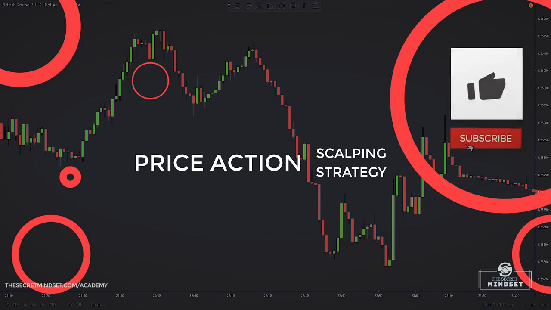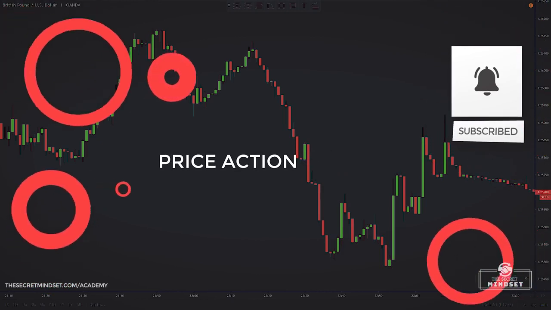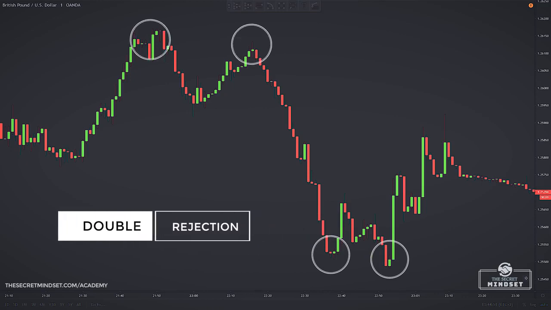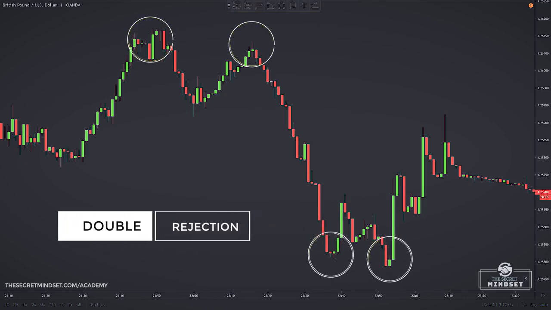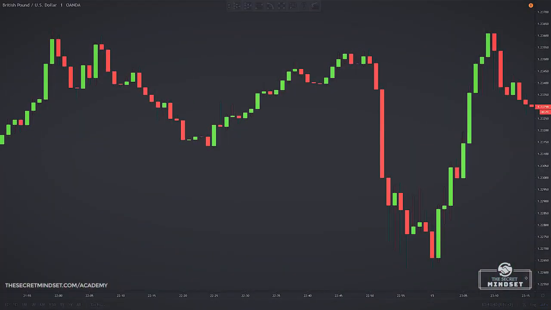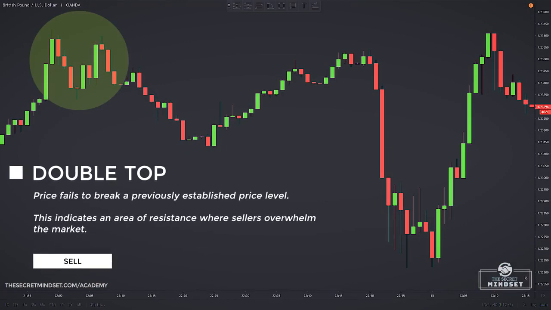lower time frames. A strategy which involves a trend line and a double top or a double bottom pattern. Just as the name implies, this price action pattern involves the formation of two highs at a critical resistance level for a double top, and the formation of two lows at a critical support area for a double bottom. The idea that the market was rejected from this level not once but twice is an indication that the level is likely to hold.